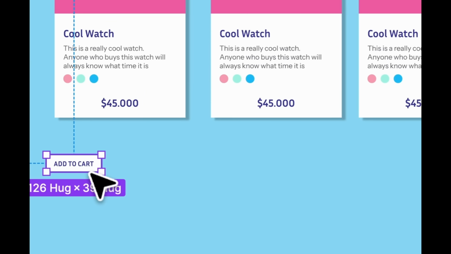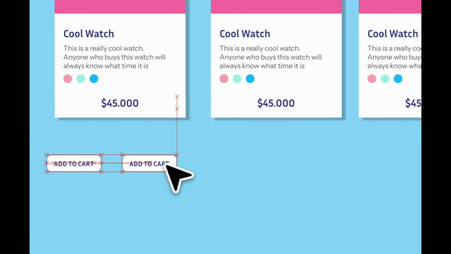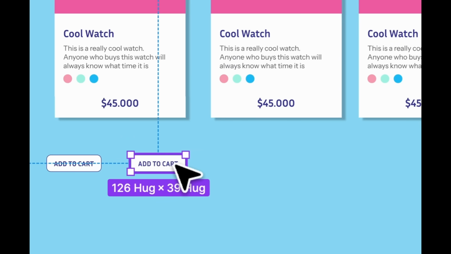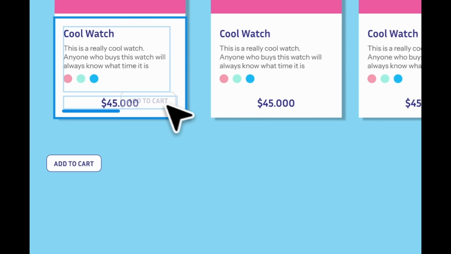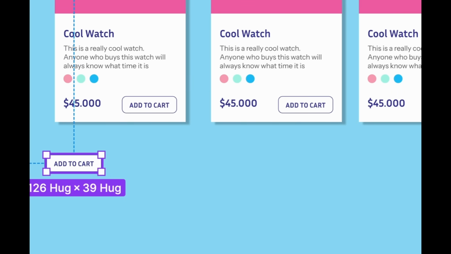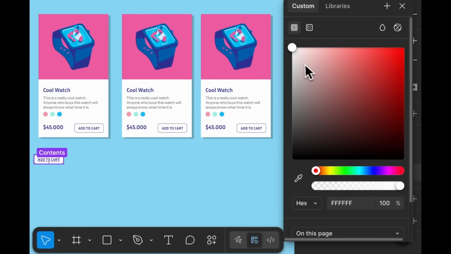From the master component, we can now create instances to be used throughout our design. One way to do this is by simply duplicating the master component. This is now going to be an instance of that component. We can now take this instance and drag it back into our card. So these are now instances of the master component, and now we can easily modify this and change them from a single location.